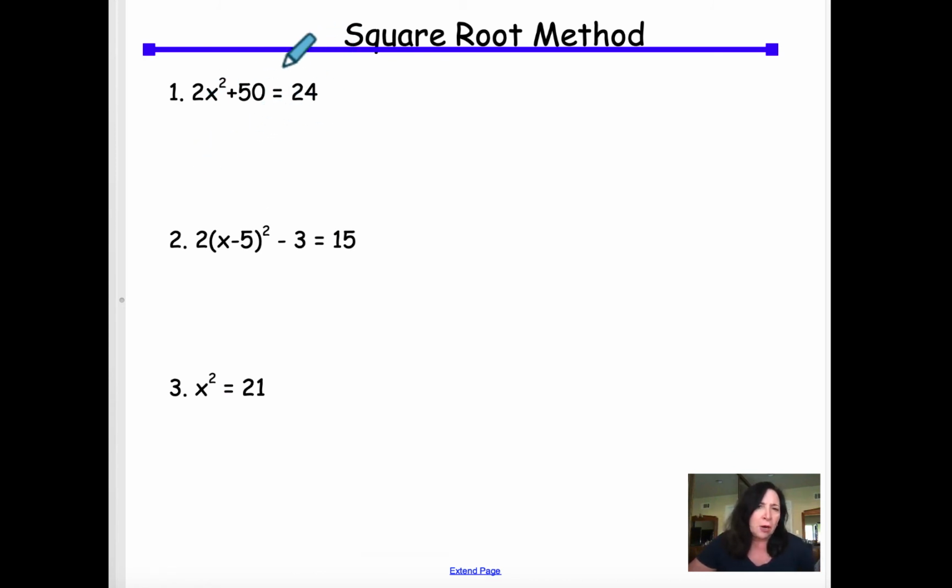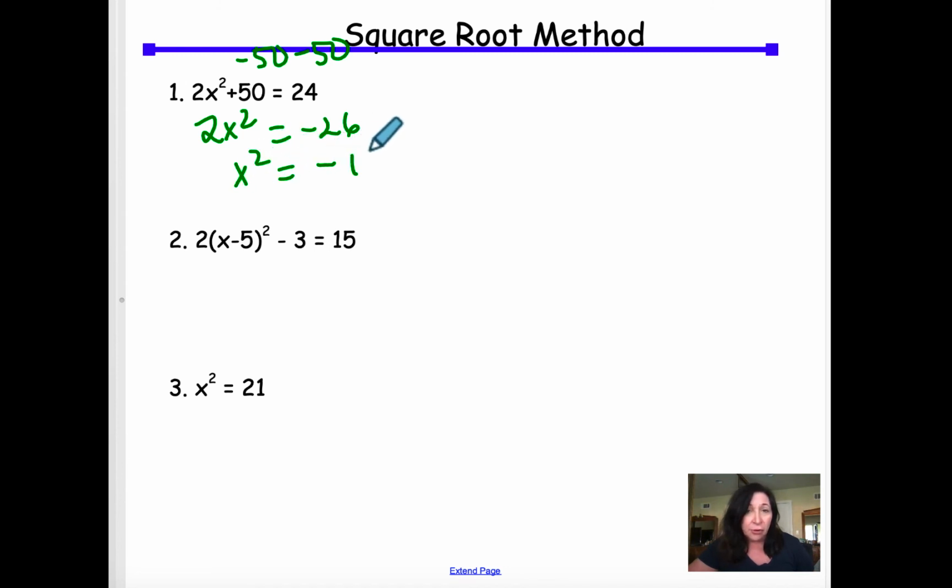Okay. For this problem, we're going to use the square root method. So for this, I'm going to move this 50 over to this side. And what is that? Negative 26. So I'd have 2x squared, if I subtracted 50 from both sides, equals negative 26. Divide by 2, I get x squared is equal to negative 13.